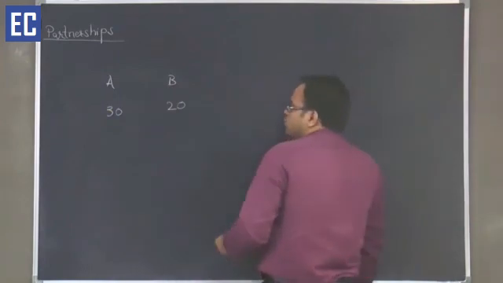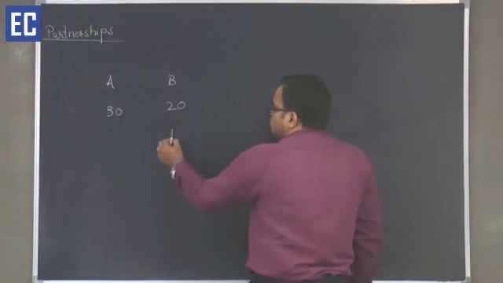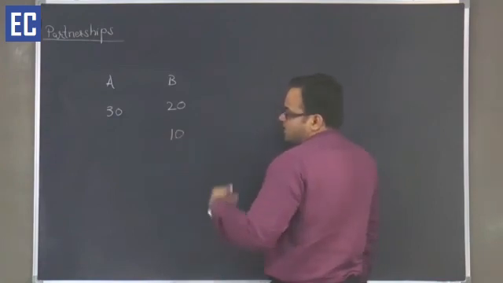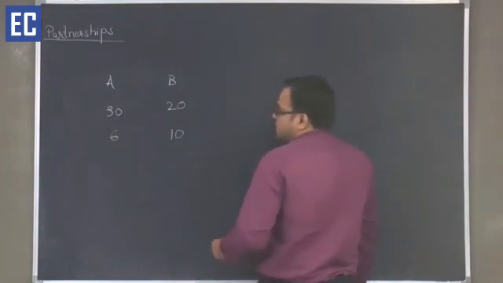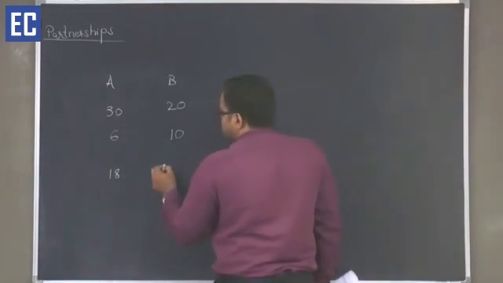B joins after 2 months and stays till the end of the year. So B is invested for 10 months. A is from the start but only for 6 months. So his investment is for 6 months. 3 6s are 18. 2 10s are 20.